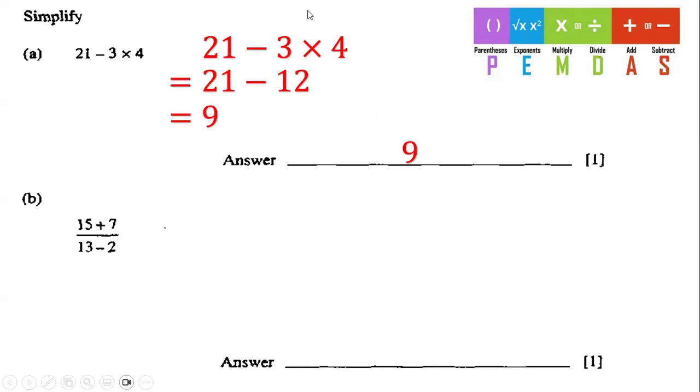All we did was multiply first. We always multiply before we subtract. All right. So don't say 21 minus 3. How many persons are gonna do 21 minus 3? You always gonna do 21 minus 3?